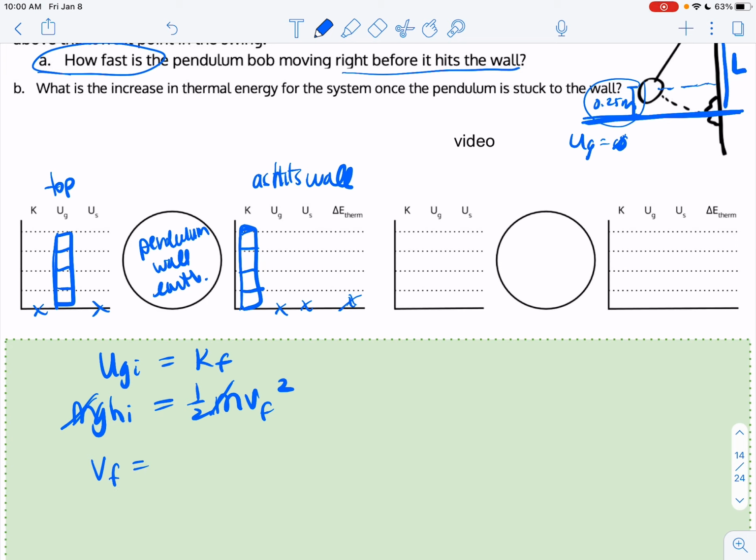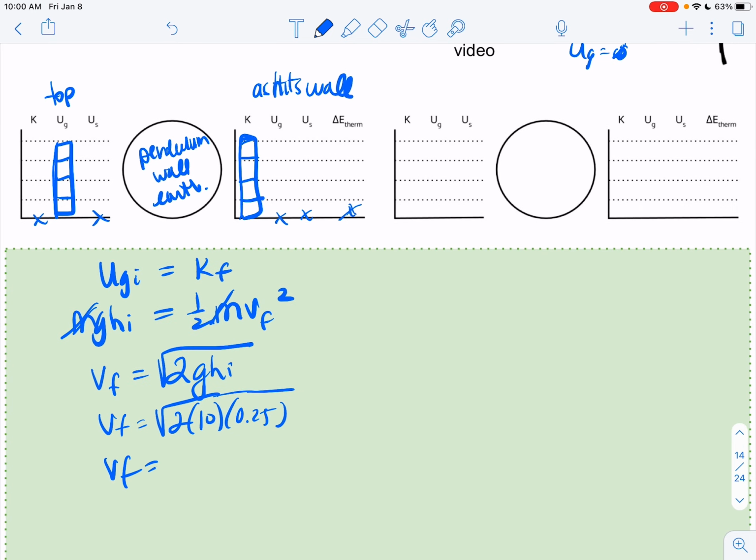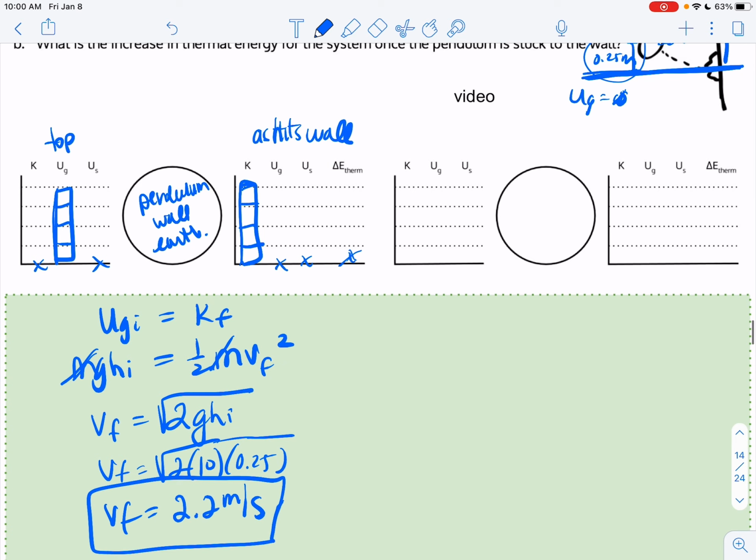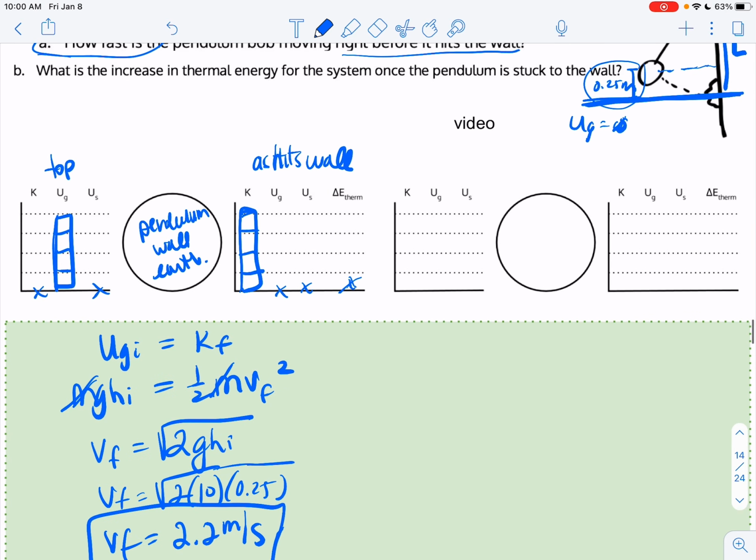And so my VF is going to equal the radical of 2GH. So radical 2, I'm just going to use 10 for g, and it was 0.25 above. So the final velocity as it hits the wall is the radical of 20 times 0.25. Oh, I could have done this in my head. Oh, no, maybe not. It's about 2.2 meters per second. So that's a real simple one, so that could be like a multiple choice kind of question.